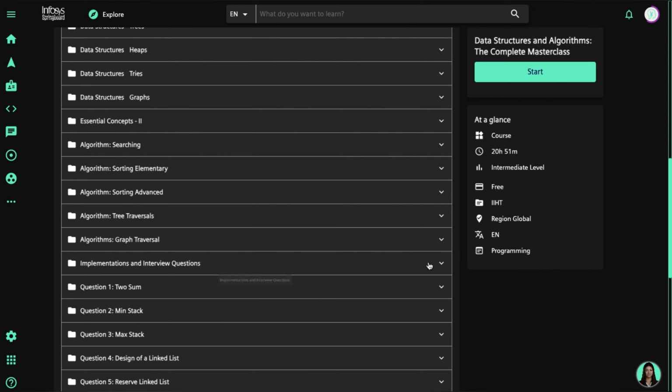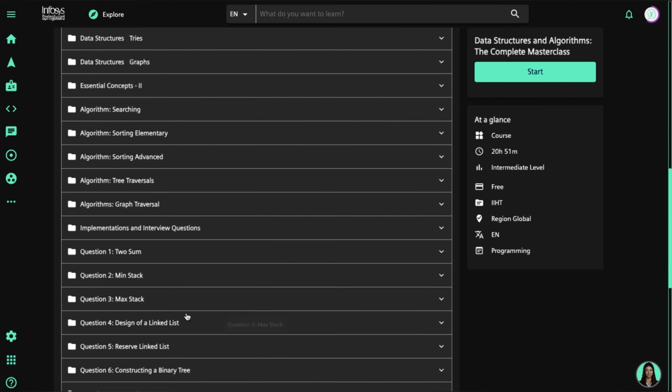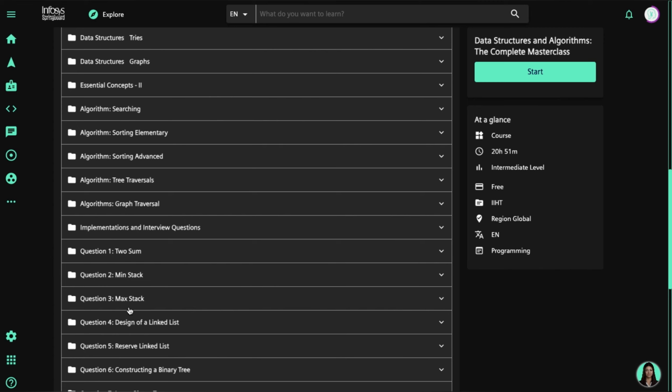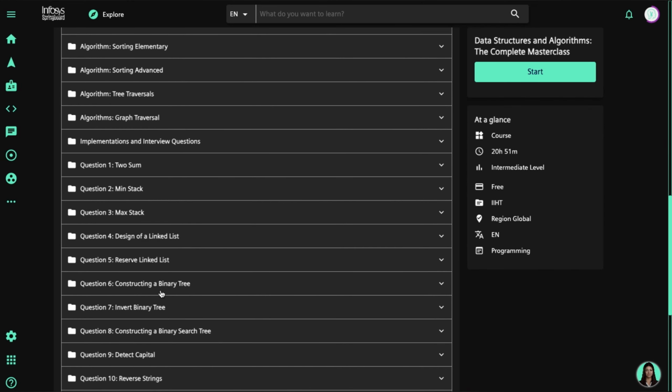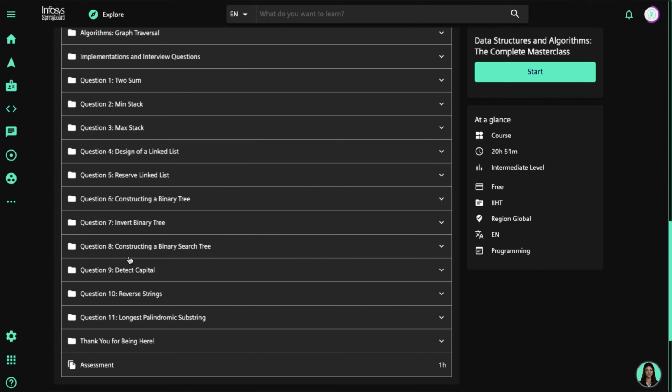Okay, and this will also give you interview questions. Okay, implementation of min stack, max stack, design of linked list, reverse linked list, constructing a binary tree, invert binary tree, constructing a binary search tree, detect capital, reverse string, longest palindromic substring.